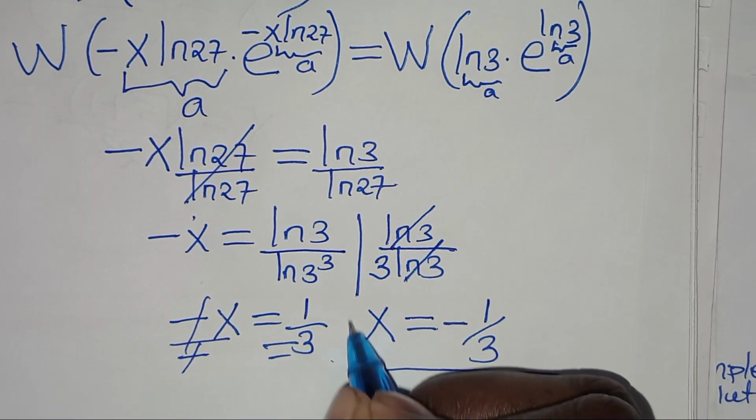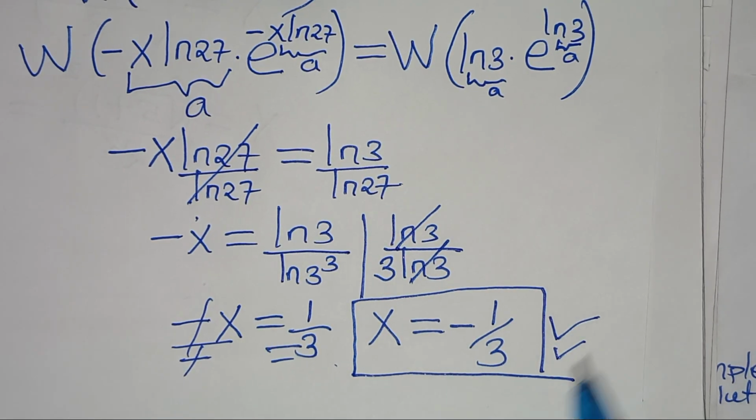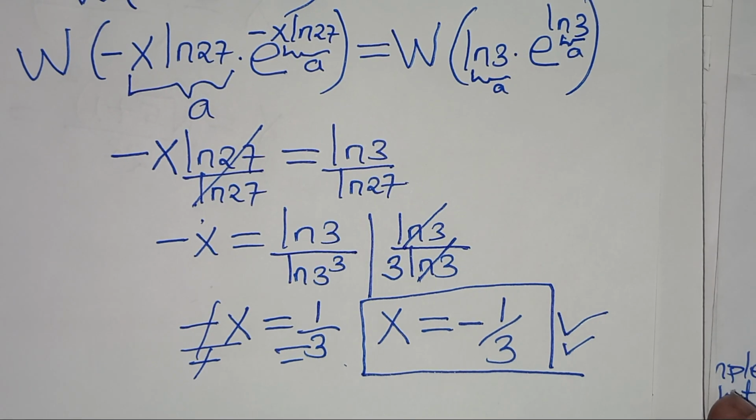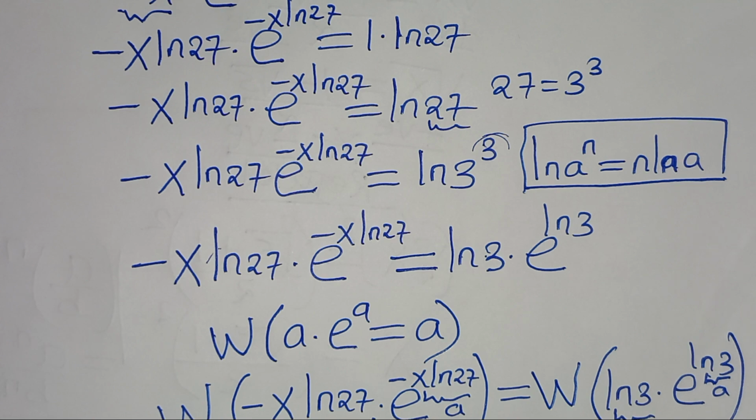So applying both method 1 and method 2, we have the same result here, which is x equal to minus 1 over 3.